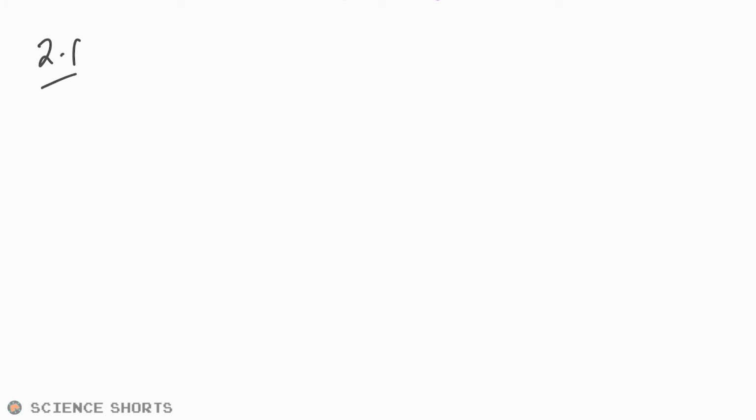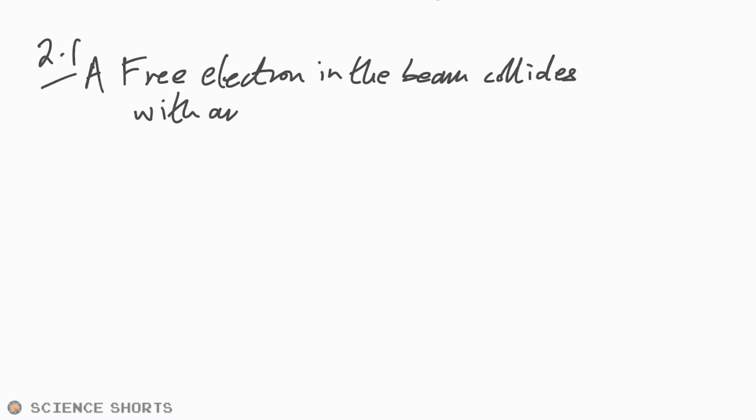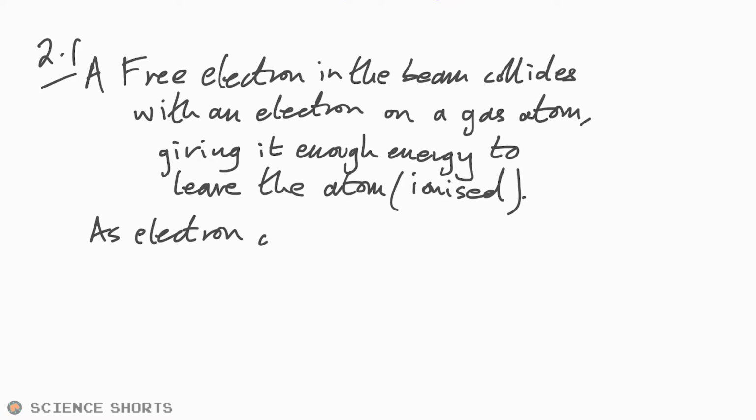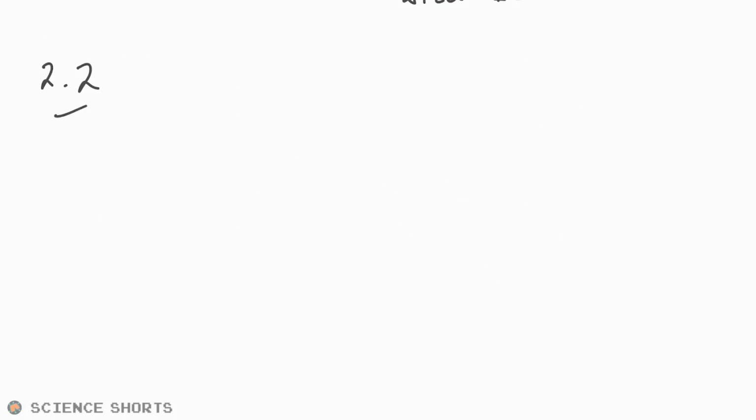2.1, we have gas, and it has 2 isotopes. The gas is ionized. Explain how the beam of electrons causes a particle to have a charge of +1. So we have a free electron in the beam that collides with an electron on a gas atom, giving it enough energy to leave the atom, and it's been ionized. As electron charge is -1e, the ion is left with +1e. Easy peasy.